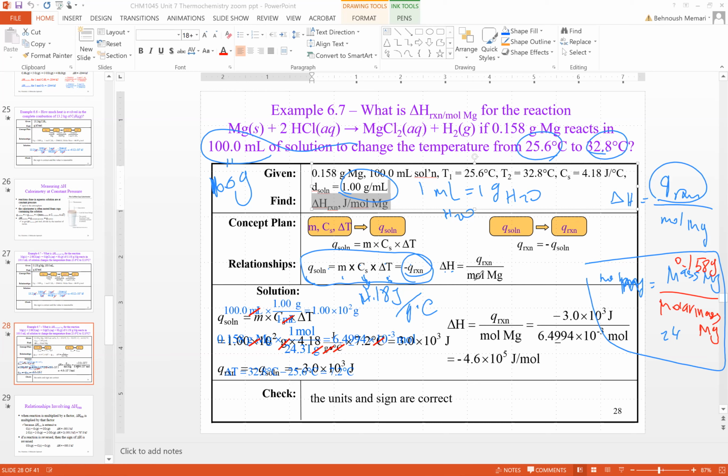Delta H is Q of the reaction divided by moles of the magnesium. If we have the Q of the reaction calculated already, divide by the moles of the magnesium, and you get the delta H per mole of magnesium. So just keep this in mind: delta H is related to the Q of the reaction, and then you have to apply the number of moles. Delta H is Q for the reaction divided by moles of the substance.